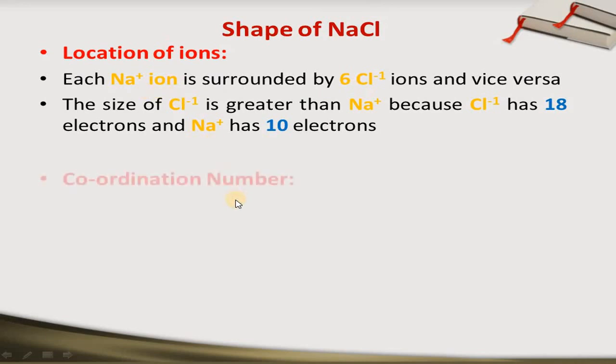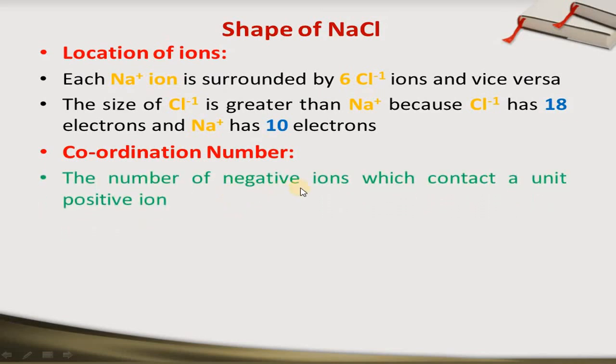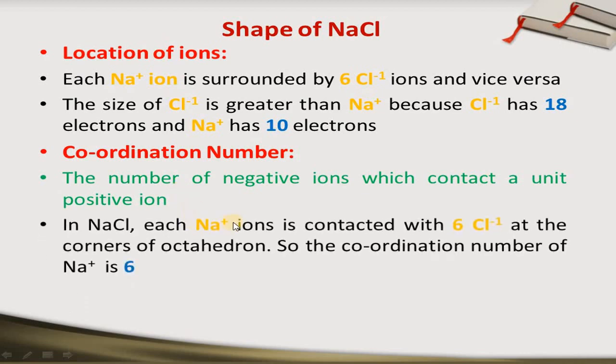Coordination number. What is coordination number? It is basically the number of negative ions which contact the unit positive ion. In sodium chloride, we have seen that each sodium ion is in contact with 6 chloride ions at the corners of the octahedron, so the coordination number of sodium will be 6. In a similar way, the coordination number of the chloride ion is also 6.